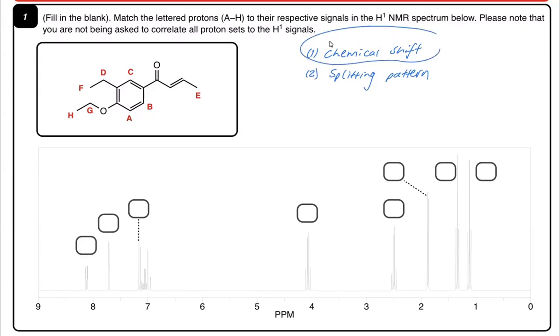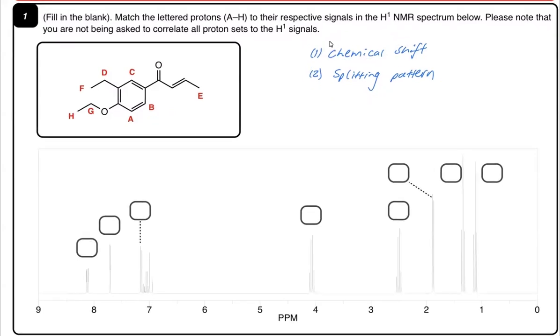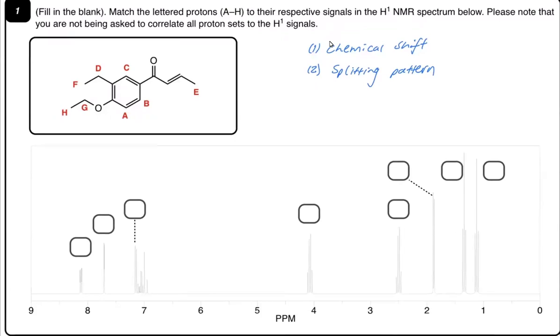Now, when we approach a problem type like this, what we're going to want to do is first use chemical shift as a filtering factor, and then if need be, we can also use splitting pattern to our advantage. So what I mean by chemical shift is this. We could say that this is our aryl region, 6.5 to 8 approximately. Those would be our protons on our benzene ring, meaning they're going to represent C, B, and A.